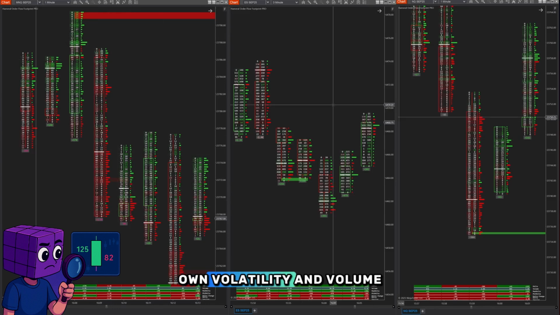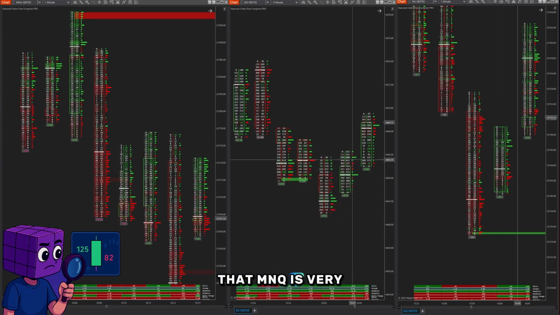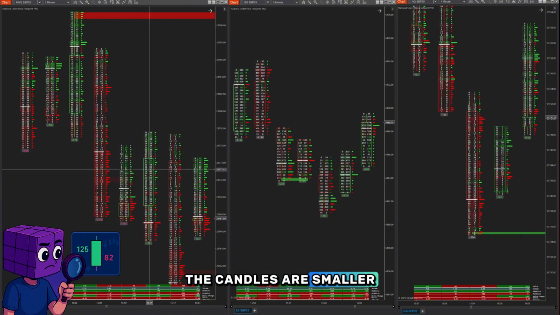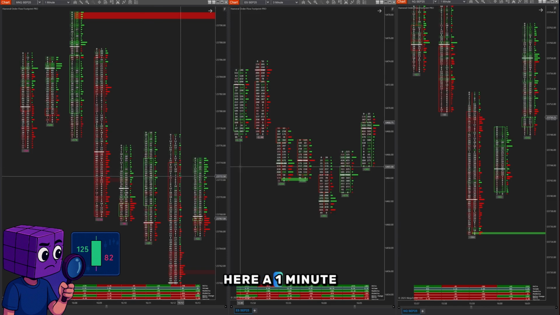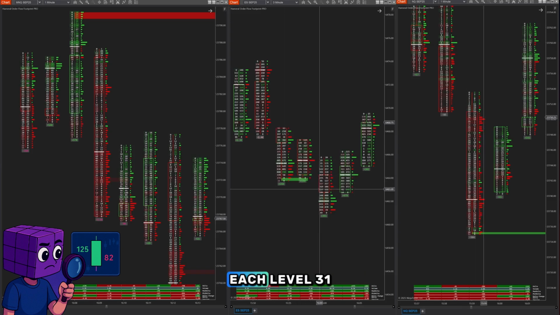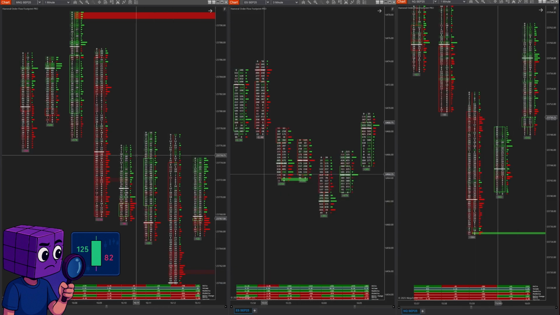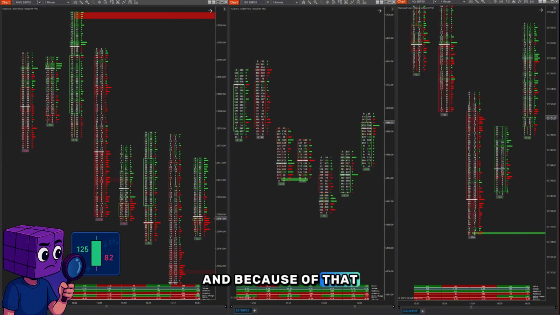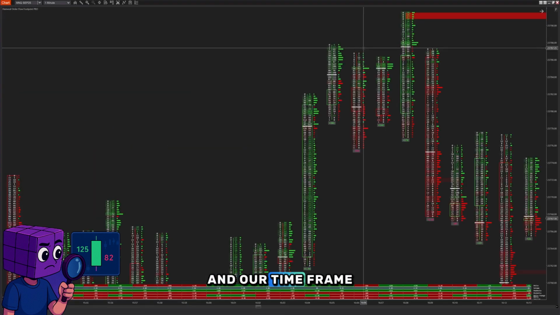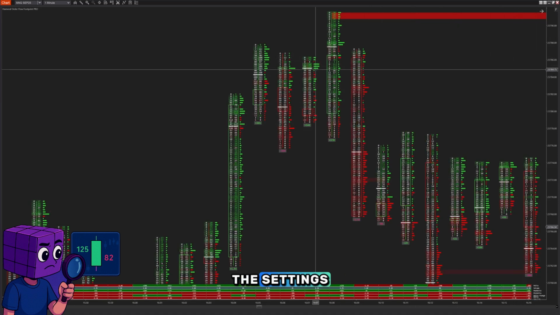Every market has its own volatility and volume. We can see here that MNQ is very volatile. We have multiple levels, we have big candles. On ES, we have less volatility. The candles are smaller. Here we have a 3-minute chart, and here a 1-minute chart. Also, we can observe and compare the volume. Here we have at each level 31, 28, 27. But if you are watching here on ES, we can see bigger volume, 449, 790. So a lot of volume. And because of that, we have to adjust the settings of the indicators to fit our asset and our time frame. So let's dive into the settings.